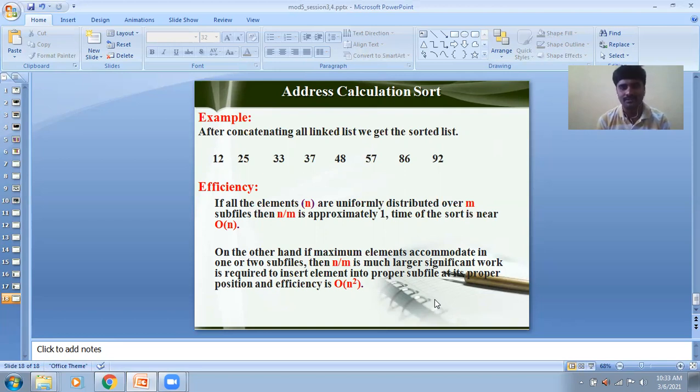This is all about sorting and the types of sorting we have studied here, that is insertion sort, radix sort and address calculation sort. With the help of examples we discussed them here.